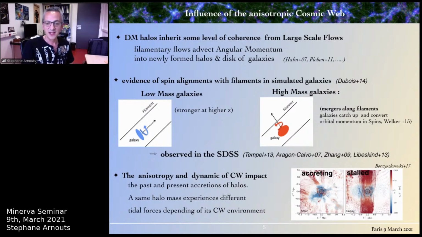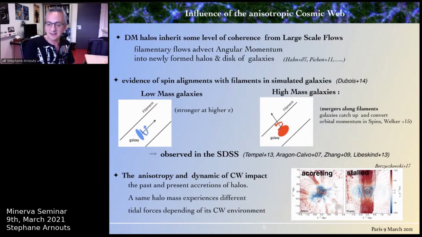And so in general, the halo accretion is really the process by which the halo grows with time. And indeed, this anisotropic cosmic web drives the past and the current accretion inside the halo. So the same halo in the simulation that belongs to very different environments, for example, in very massive filaments, or in the connection of plenty of small filaments, can experience completely different accretion.